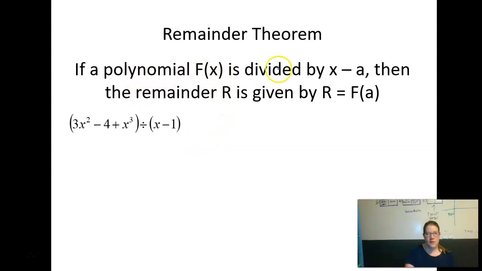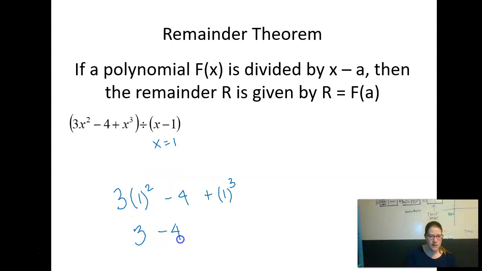So we still have our remainder theorem up here. This is exactly the same as the previous slide. So it's just saying if I take the zero, which in this case would be x equals 1, if I take this 1 and I plug it in for the x's up here in the equation, the result I get will be the remainder for actually doing the division. So 3 times 1 squared minus 4 plus 1 cubed. So remember, square before you multiply. So this would be 3 times 1, which is just 3, minus 4. And 1 times 1 times 1 is just 1.